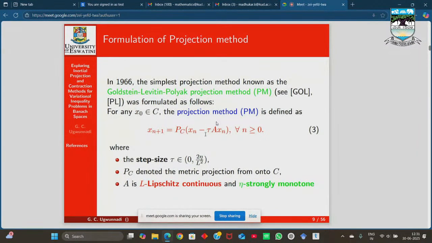Now, this is what we call the step size, and this step size depends on eta, where eta is the constant for the strong monotonicity. So this is one of the methods of solving a variational inequality, which we call the projection method. But the problem of A being strongly monotone is that, not that it is too bad, but it does not accommodate most of the operators that involve partial differential equations or some important aspects of optimization problems.